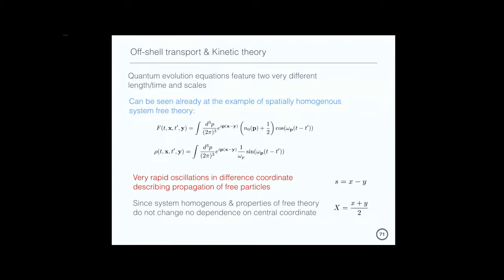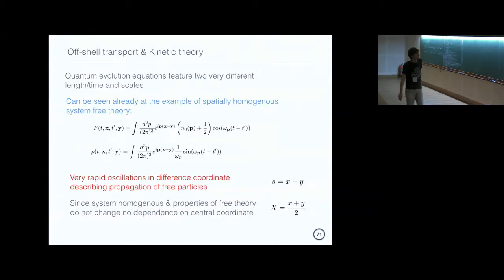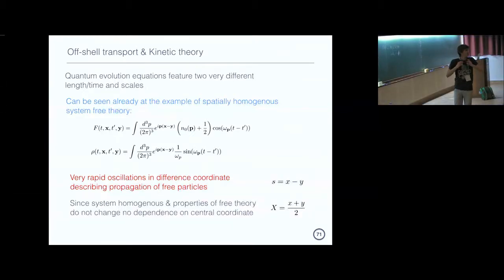And so likewise, this is true for the spectral function also, right? Where again, instead of a cosine, you have some sinusoidal oscillations here. So the situation is that we have these very rapid oscillations typically in this difference coordinate, which I'm going to call s in the following, okay? But since the system in this case is homogeneous and the properties of the scalar theory don't change as a function of time, there's essentially no dependence at all on this central coordinate, which is the sum of these two, okay? Now, if we turn on weak interactions, what do we expect to happen?